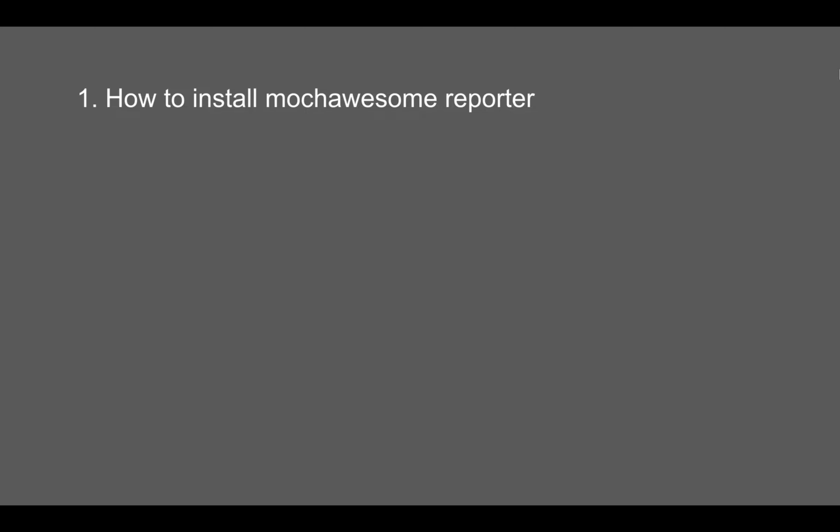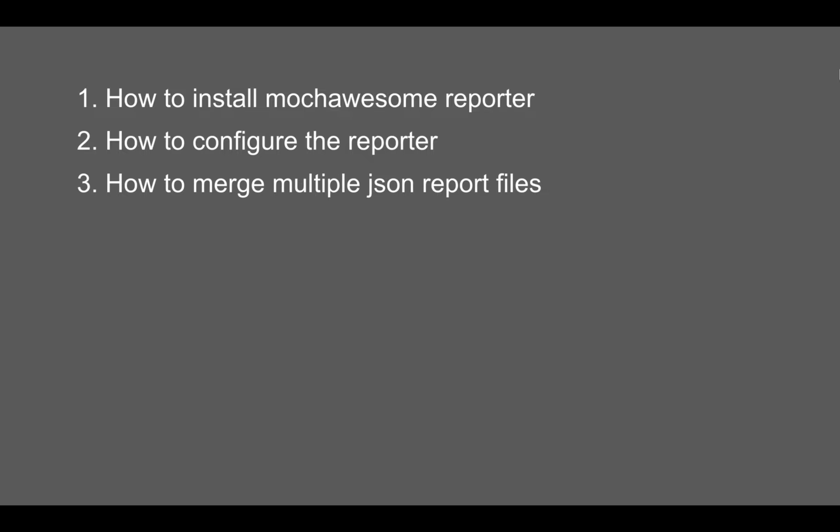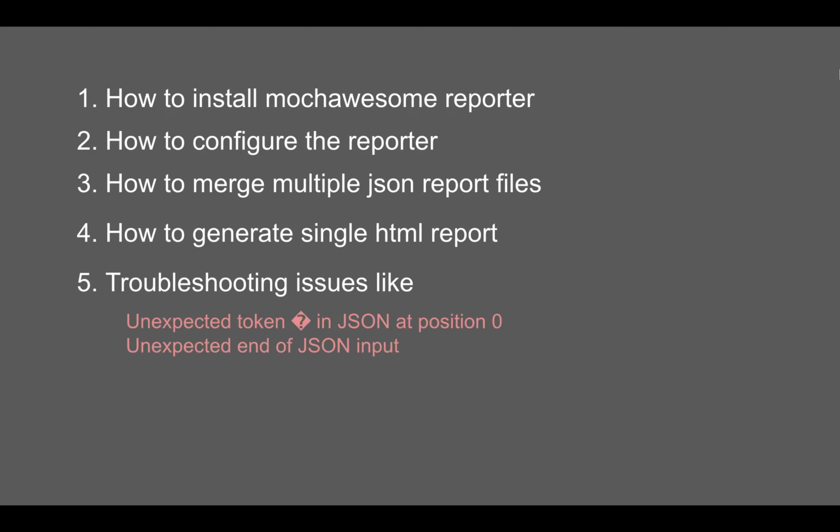So we are going to install Mocha Awesome Reporter. We will then configure the reporter and we will add the configuration in our cypress.json file. We will learn how to merge multiple JSON report files into a single JSON report, and then we will generate a single HTML report. And we will also troubleshoot some issues like unexpected token in JSON at position 0 or unexpected end of JSON input.